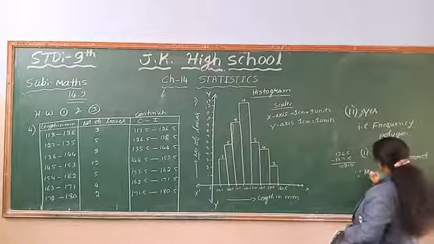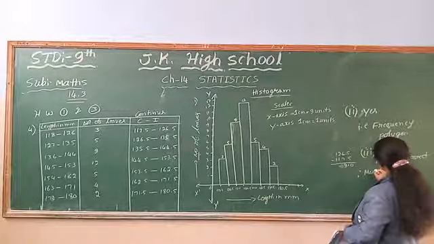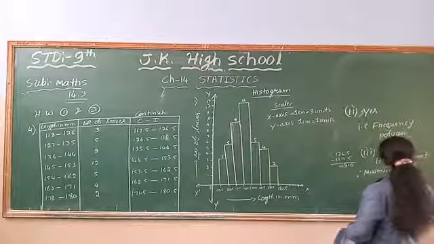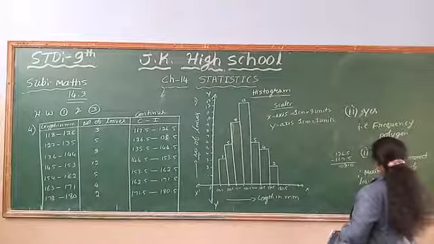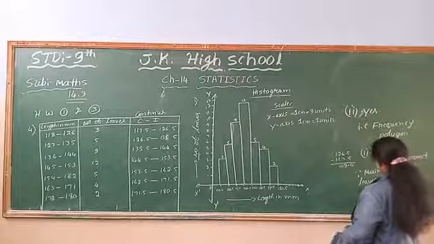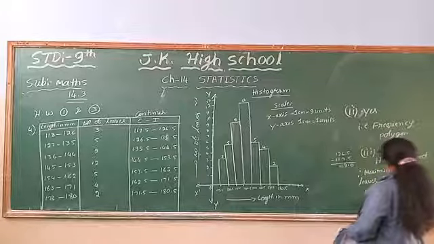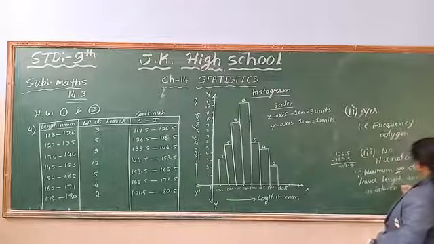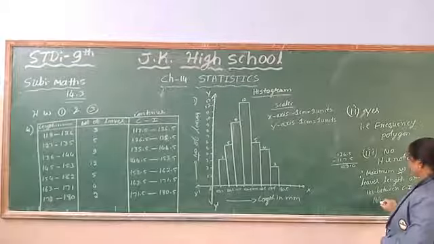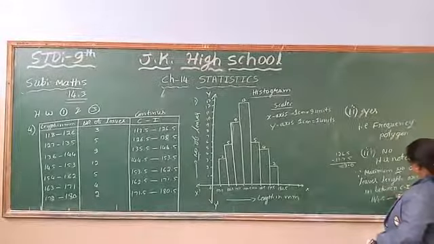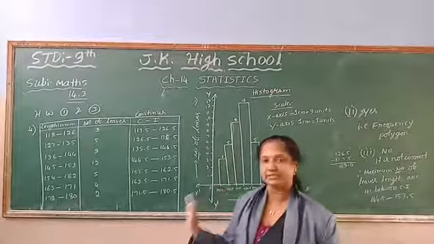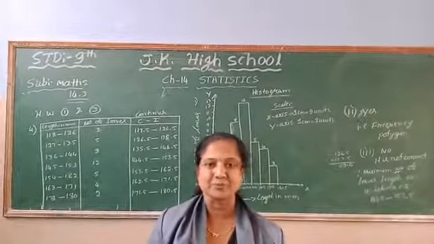Because the lengths of the maximum number of leaves are in between the class interval, that is 144.5 to 153.5. It is not exactly 153 millimeter. Okay, children? So in this manner you have to plot the histogram.